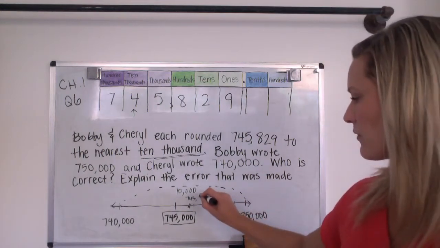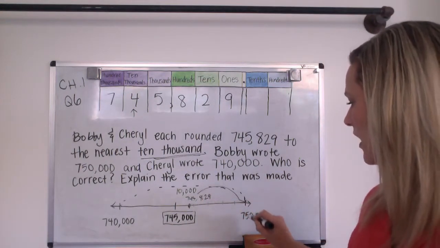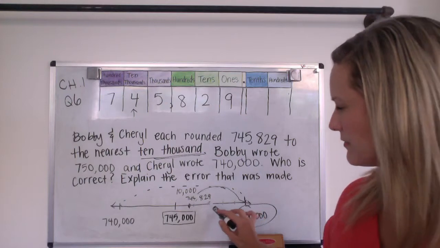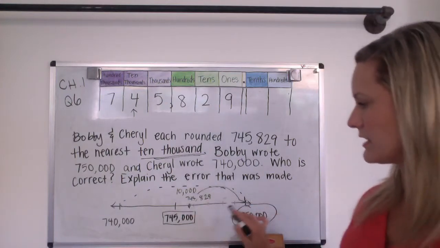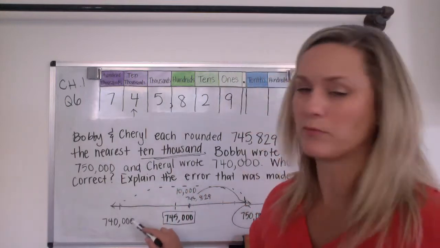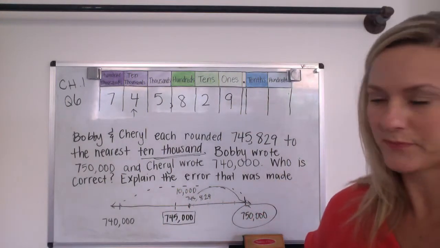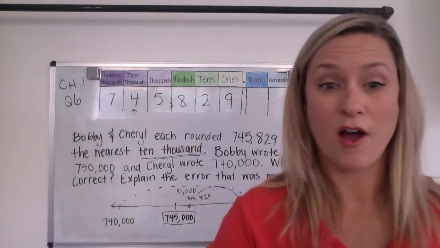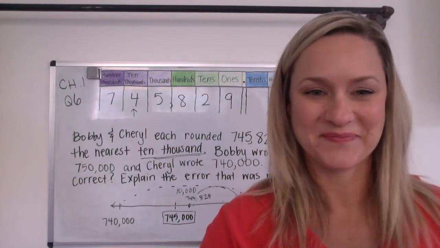So that means it's going to round to our 750,000 because it falls to the right of the midpoint. Now, if it fell to the left of the midpoint, it'd round down that way, right? But we're going to round up. All right, you ready for your next one?